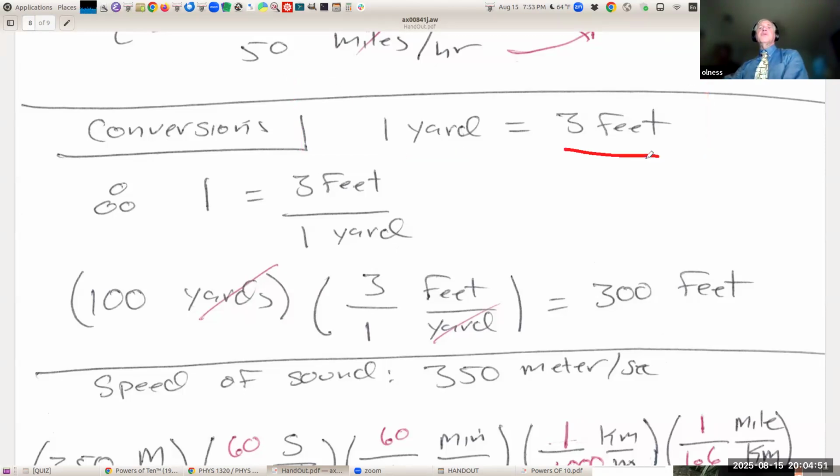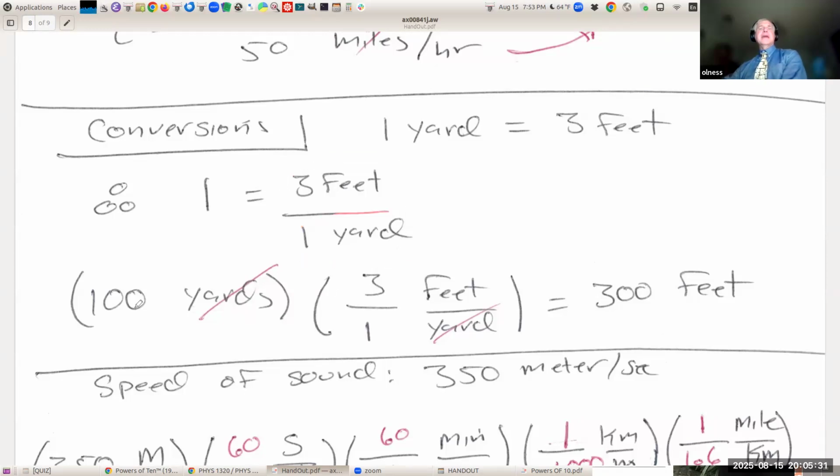So 1 yard is equal to 3 feet. Hopefully that's common knowledge. A yardstick is just 3 feet, or 36 inches. So if I divide both sides by 1 yard, 3 feet over 1 yard equals 1. Here's a fancy way of writing 1. 3 feet is the same as 1 yard. It's like saying if I take 37 divided by 37, that's 1. It's the same thing, but I'm writing 1 in this special form.